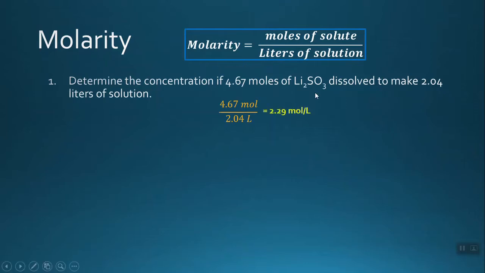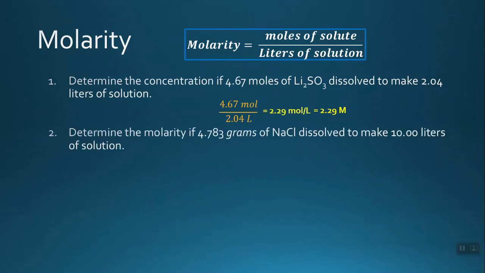Remember that the unit, moles per liter, is big M. Big M represents molarity, and big M is moles over liter, moles per liter. You can write either unit, but you'll see a lot of our solutions in class with this value here, 2.29 big M, a 2.29 molar solution.